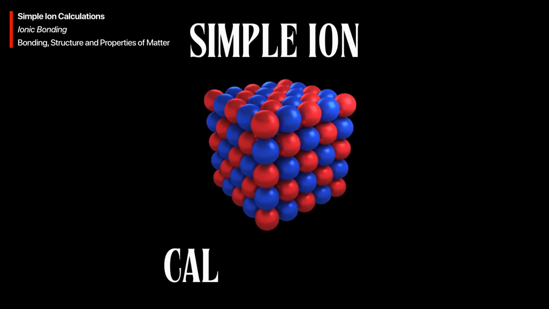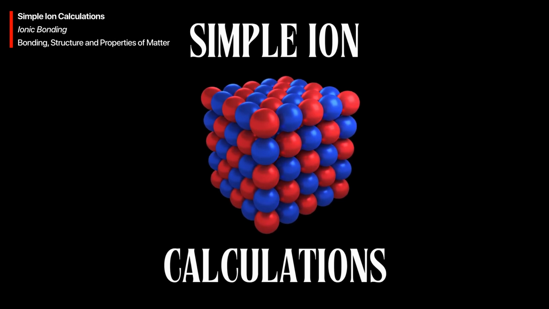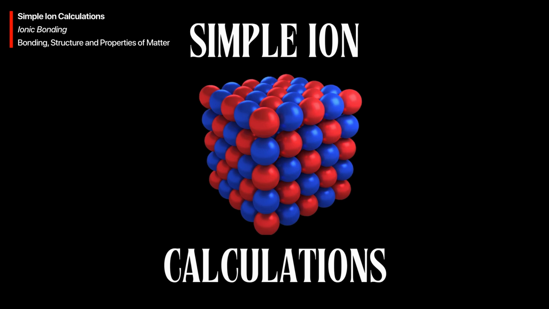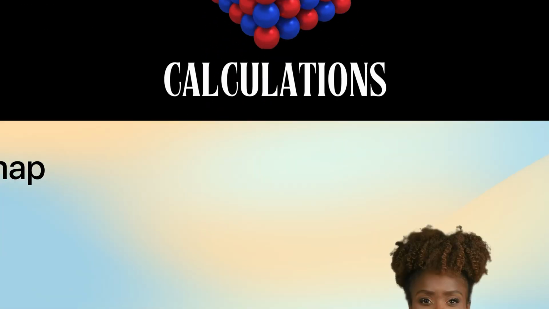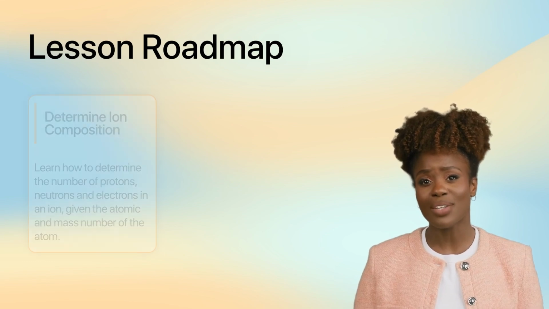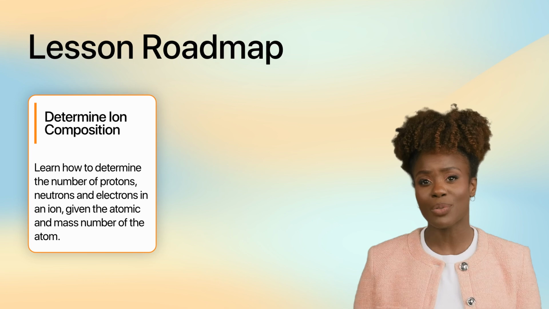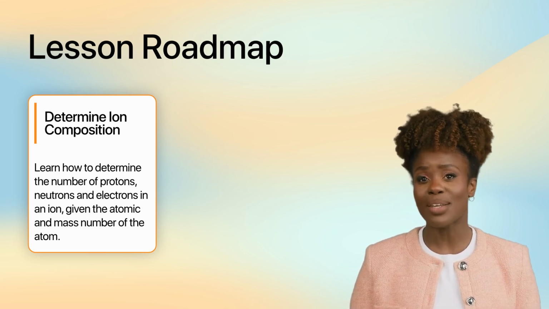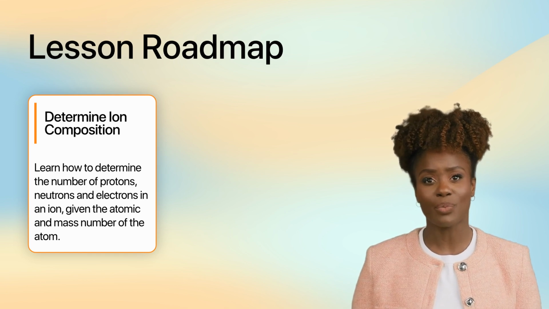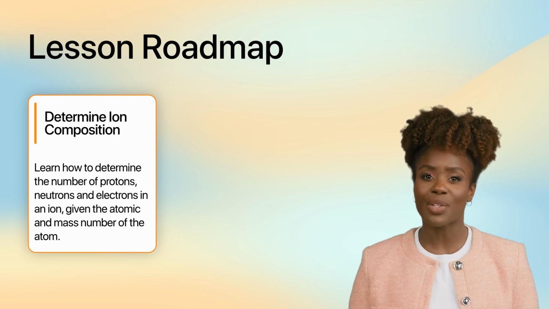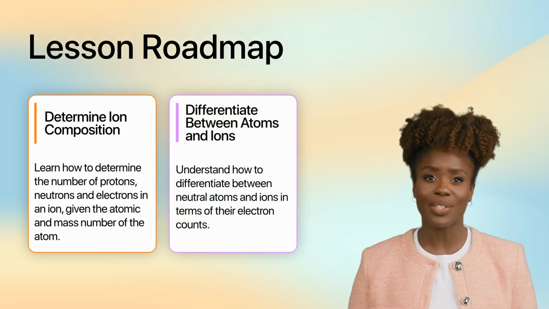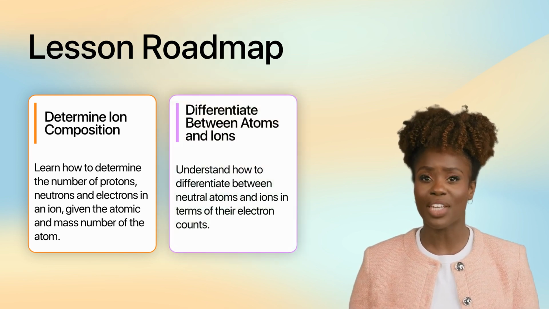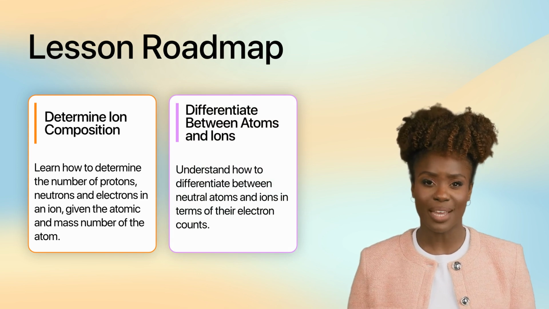Hello, and welcome to this lesson on calculating the numbers of protons, neutrons, and electrons in simple ions. In today's lesson, we will firstly learn how to determine the number of protons, neutrons, and electrons in an ion, given the atomic number and mass number of the atom that forms it. Then we will move on to understand how to differentiate between neutral atoms and ions in terms of their electron counts.